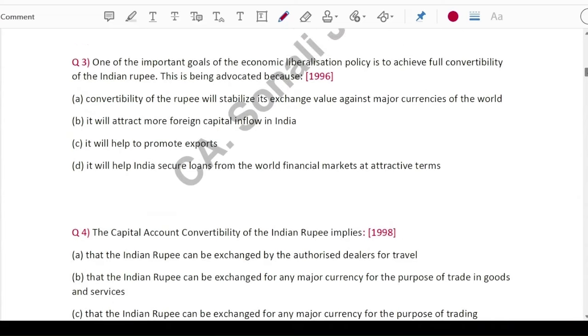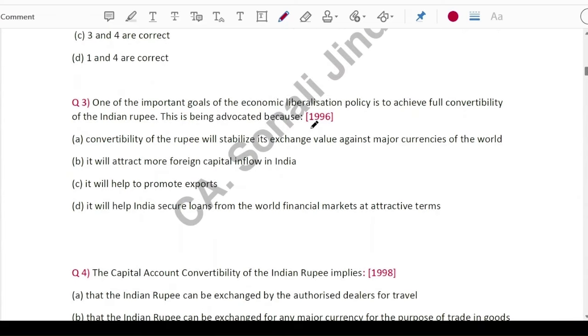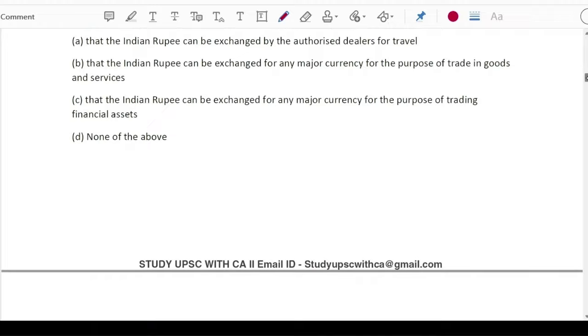In 1996, first statement, convertibility of the rupee will stabilize its exchange value against the major currencies of the world. Here we have seen like convertibility results in rather unstabilizing the currency value. Now let's do next question.